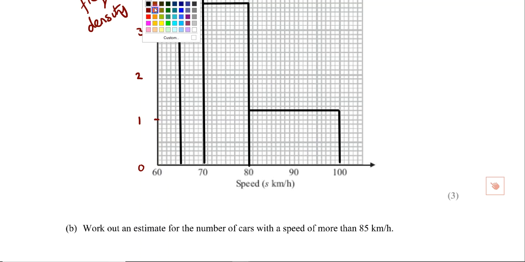What were you going to say, Greg? Yeah, I was just going to multiply 24 by 0.75. Why? Because 24 is the frequency of the class interval of 80 to 100, and 85 to 100 is 75% of it. So multiply the 24 by 0.75. Yeah. Does that give you the same answer?